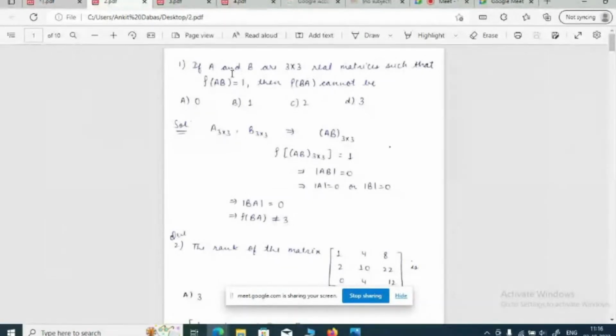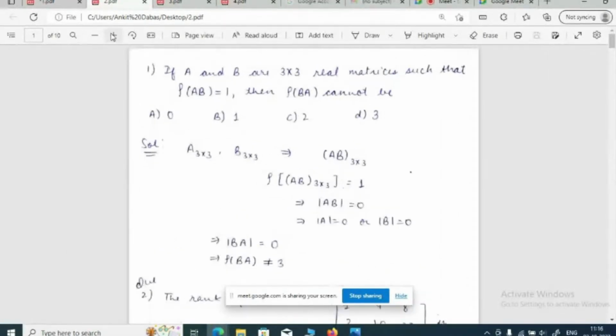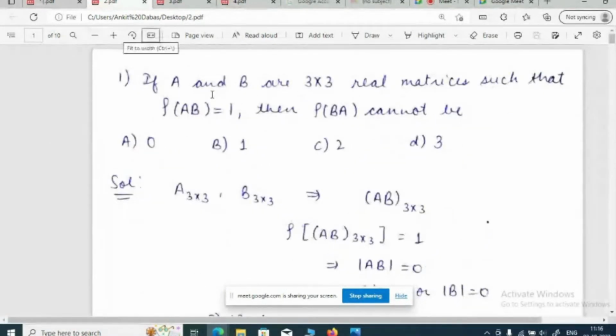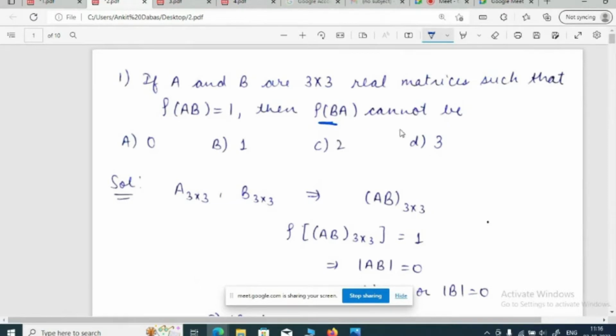These are some questions. If A and B are 3 cross 3 real matrices such that the rank of AB is equal to 1, then the rank of BA cannot be: 0, 1, 2 or 3. So if A is a 3 cross 3 matrix and B is a 3 cross 3 matrix, then AB will be a 3 cross 3 matrix. That is fine. Now the rank of AB is given to be 1.